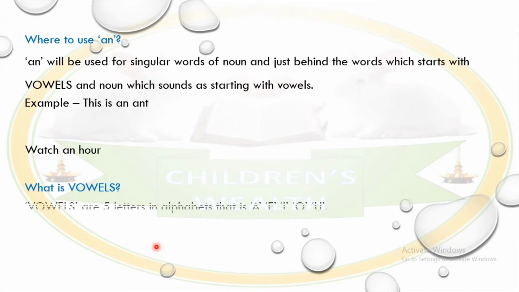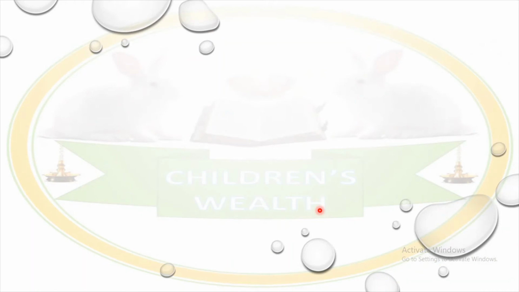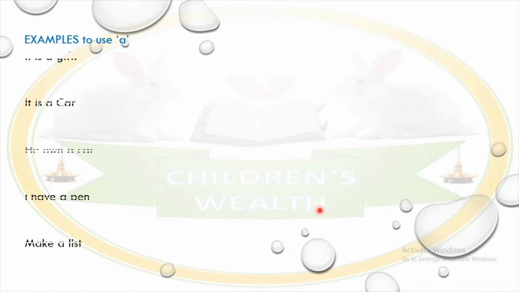What are vowels? Vowels are the 5 letters in the alphabet, that is A, E, I, O and U. Friends, we'll just see examples of these articles.